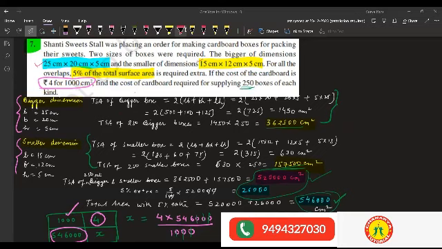2 sizes of boxes were required. The bigger of dimension 25, 25, 25 and the smaller of dimension 15, 12, 5. For all the overlaps, 5% of the total surface area is required extra. So find, if the cost of the cardboard is ₹4 for 1000 centimeters square, find the cost of cardboard required for supplying 250 boxes of each kind. Okay.